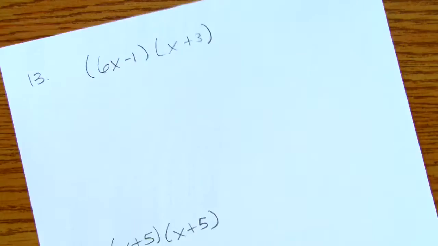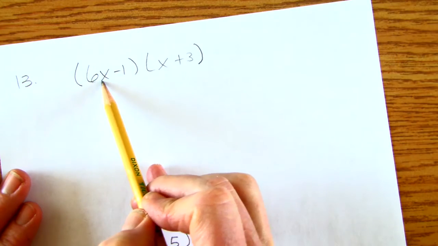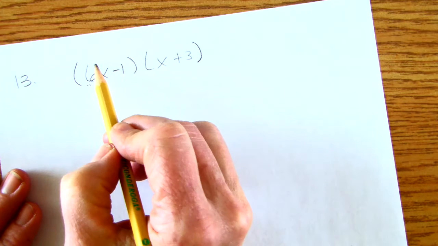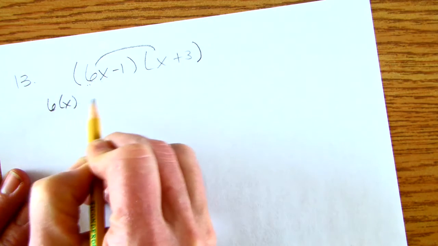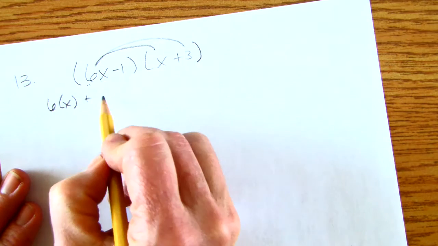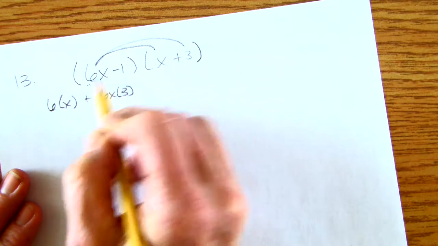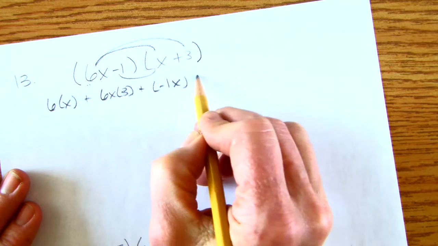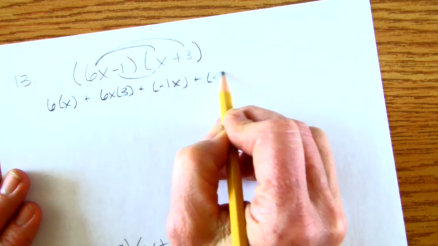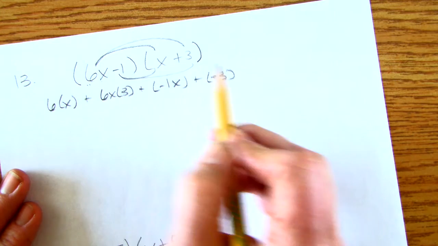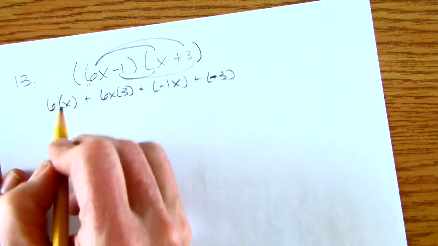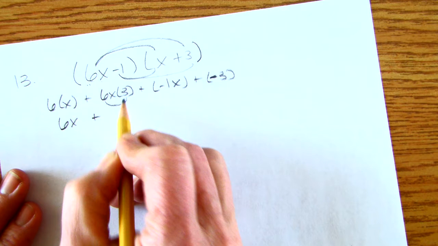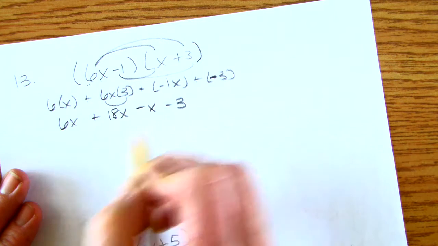I also wanted to just kind of toss this one out at you. What happens if x has a coefficient in front of it? Well, it's just 6x times x plus my outer, 6x times 3, plus my inner, and then plus my last, which is going to be a negative 3. Negative 1 times 3 is negative 3. So 6x plus 18x minus x minus 3.